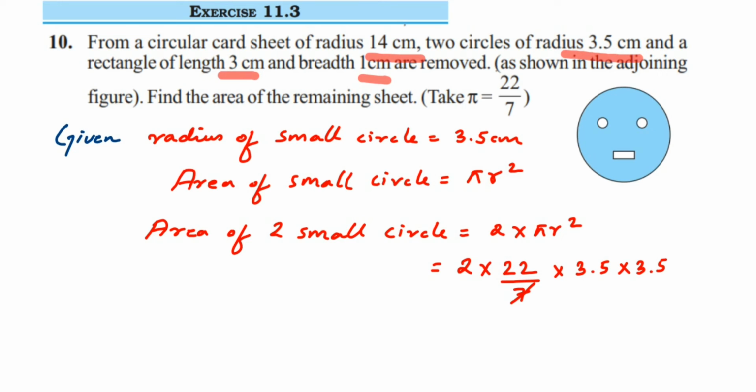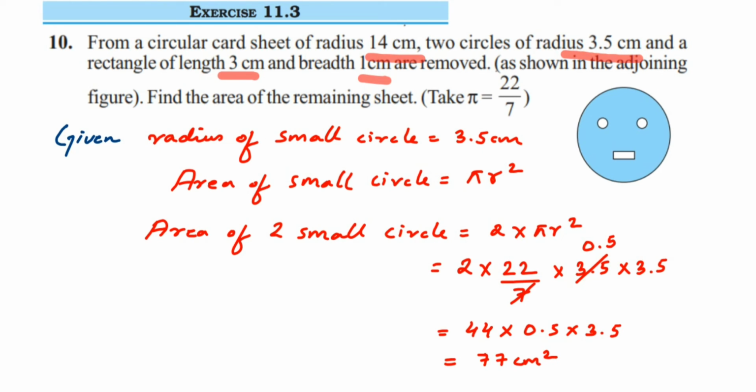We'll get 0.5. Now when you multiply this whole thing, when you multiply 2 into 22, we'll get 44, and then multiply it by 0.5, and then multiply it by 3.5. When you multiply all these numbers, we'll get here 77 centimeter. I'm not showing you how to multiply, I guess you know how to multiply the numbers. So 77 centimeter square we'll get.